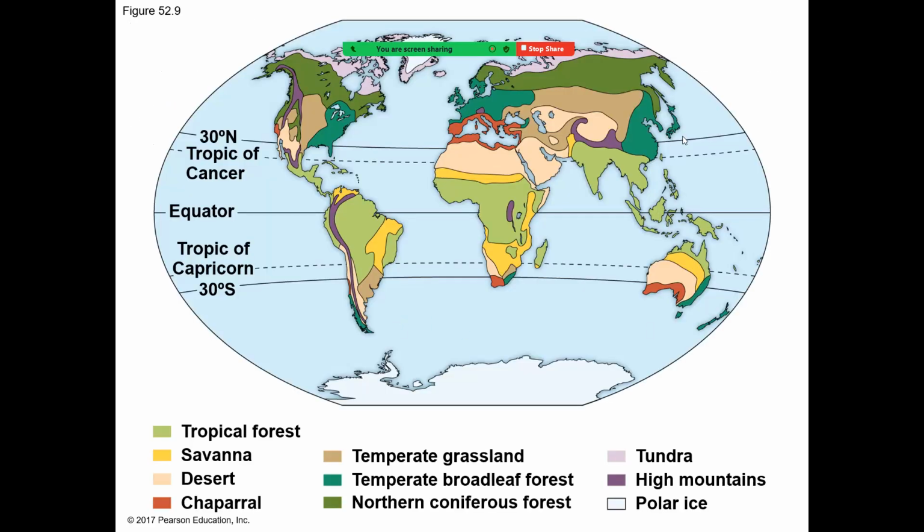So this is showing you different examples. So you can see that there are quite a few different biomes across the biosphere. So we'll talk about each of these. Tropical forests, savannas, deserts, chaparrals, temperate grasslands, temperate broadleaf forests, northern coniferous forests, tundras, mountains, and polar ice. So you can see all of these places.